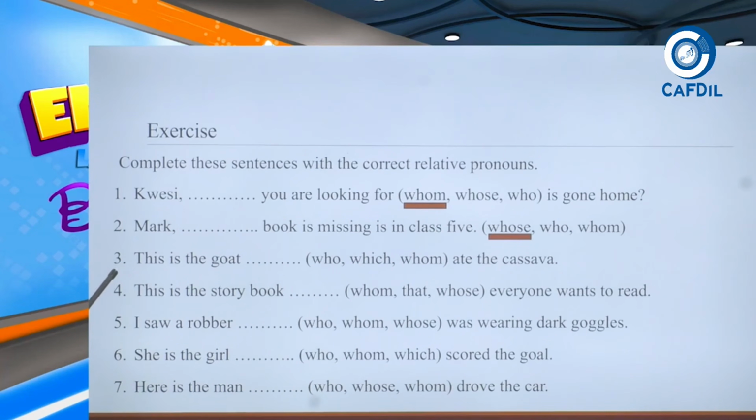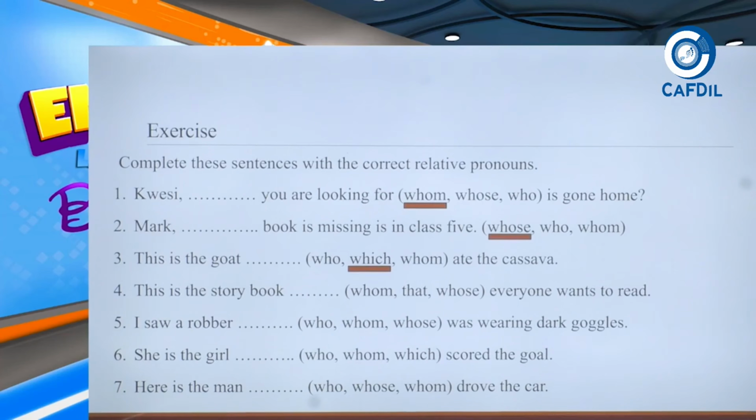Right. Number 3. This is the goat, dash, in the bracket who, which, whom, ate the cassava. Let's select the correct relative pronoun. Which one? Yes. This is the goat which ate the cassava. So which is the right relative pronoun to use to complete the sentence.